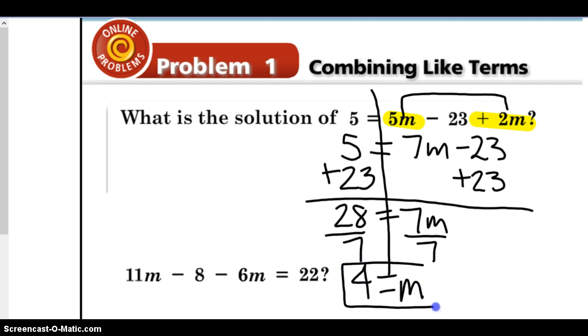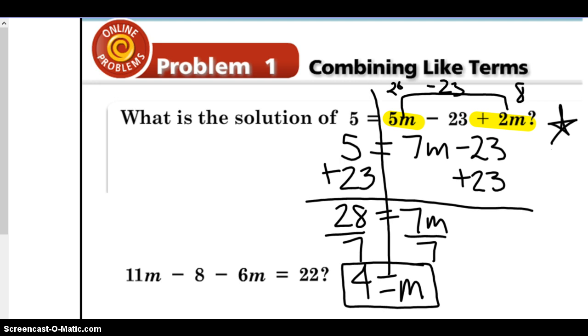I always box my answer, and then I quick think, okay, 5 times 4, I could plug it back in. That gives me 20 minus 23, that's negative 3, plus 2 times 4 is 8. Negative 3 plus 8 is 5. Yep, I did it correctly.